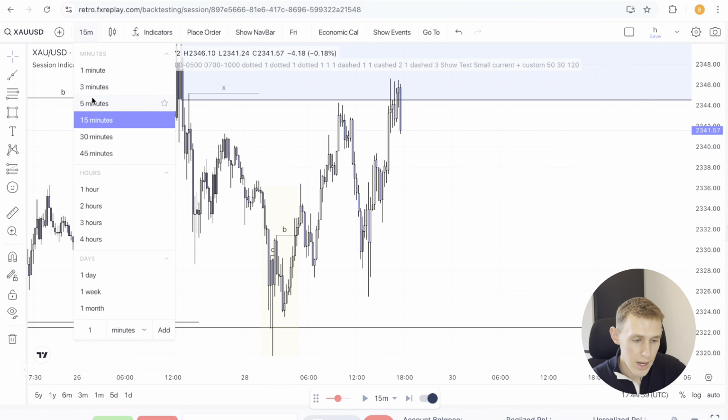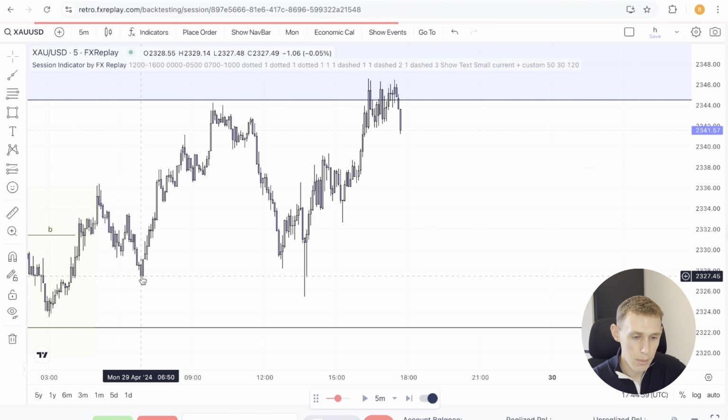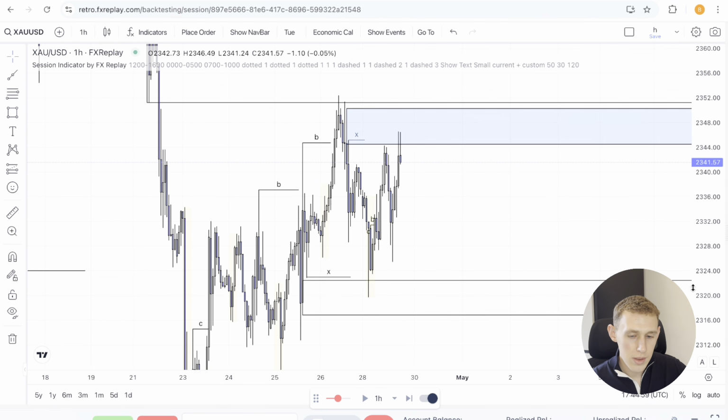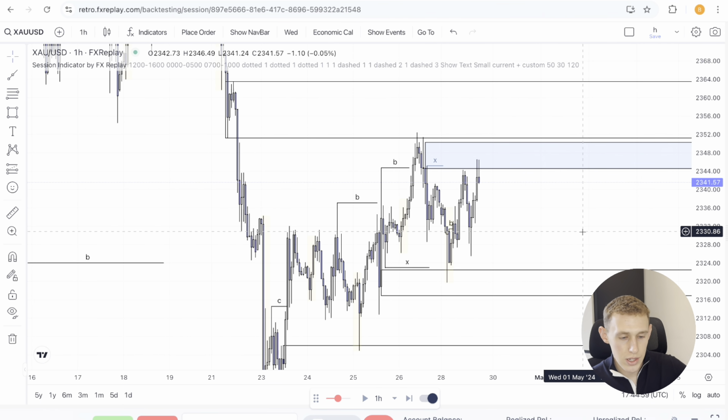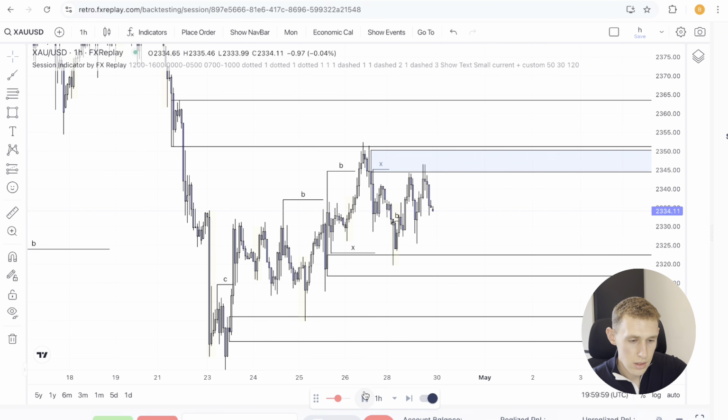You could have also got another re-entry as well once you saw price grab these lows and then flip bullish just here. So that was very nice. And yeah, at the moment this is now kind of in a consolidation, so I'm just going to let it play out. Not really looking for anything here.